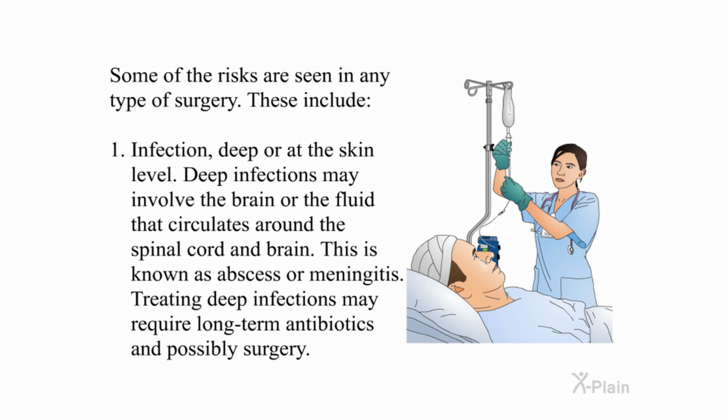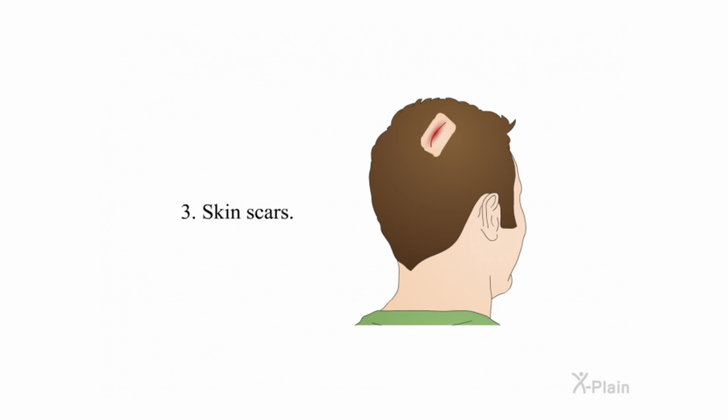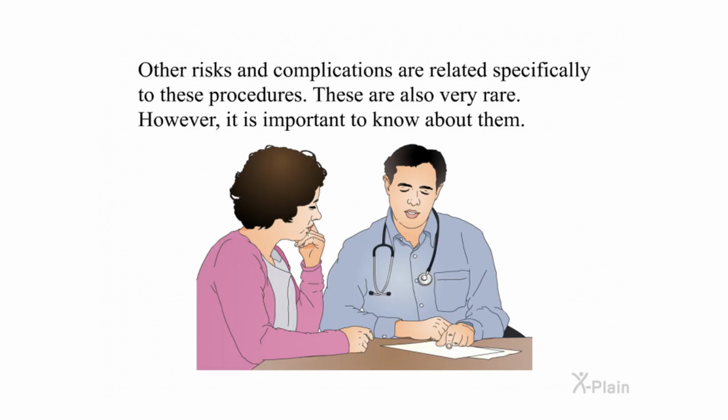Some of the risks are seen in any type of surgery. These include: 1. Infection, deeper at the skin level. Deep infections may involve the brain or the fluid that circulates around the spinal cord and brain. This is known as abscess or meningitis. Treating deep infections may require long-term antibiotics and possibly surgery. 2. Bleeding, either during or after the operation. This may, in extremely rare cases, require a blood transfusion. 3. Skin scars.